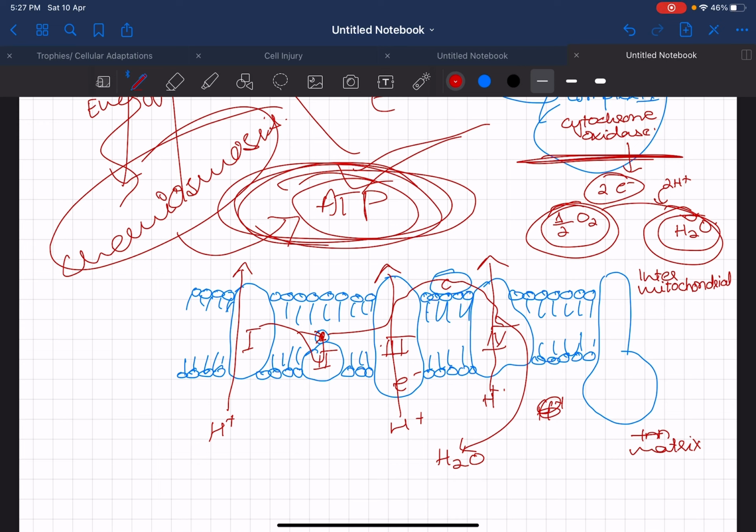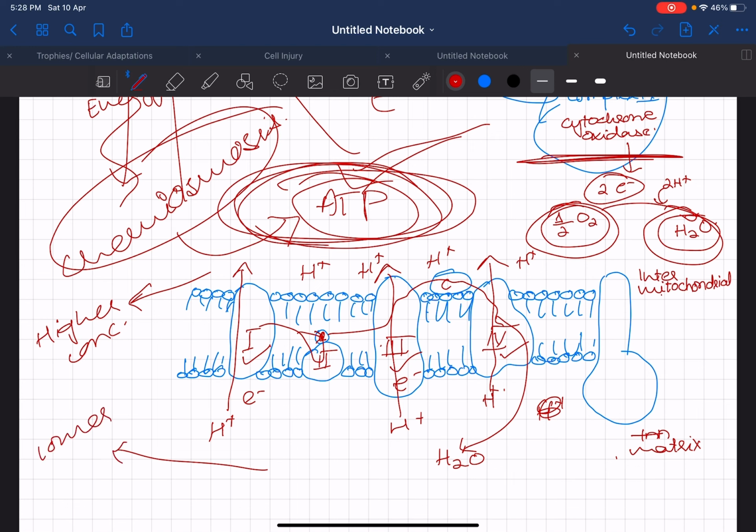Remember this one thing: complex 1, complex 3, and complex 4. These three are the ones that are going to be pumping the hydrogen ions from the matrix into the intermitochondrial space. Once they pump the hydrogen there, because of the energy released by the moving electrons, there are more hydrogen ions in the intermitochondrial space, meaning the hydrogens are in higher concentration in the intermitochondrial space, while they're in lower concentration right here.